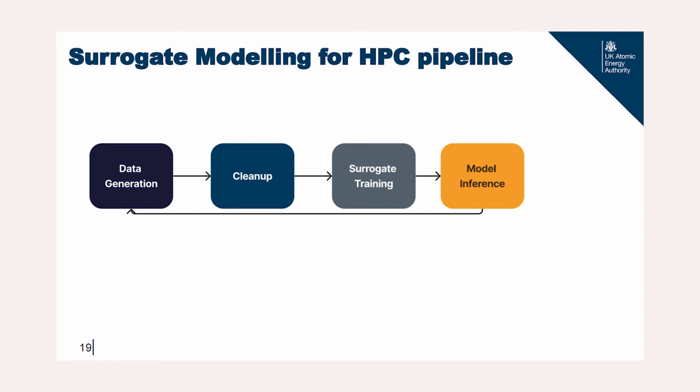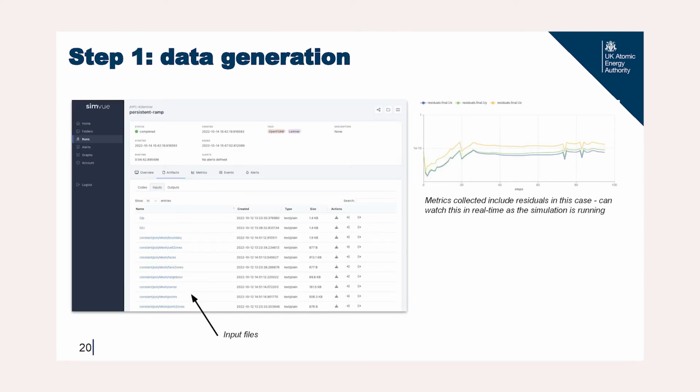We then produce a surrogate model, which can be used for doing the inference bit. And then obviously this process can be repeated as many times as needed. So in the data generation step, in this example, it involves running OpenFOAM, the CFD code, many times.